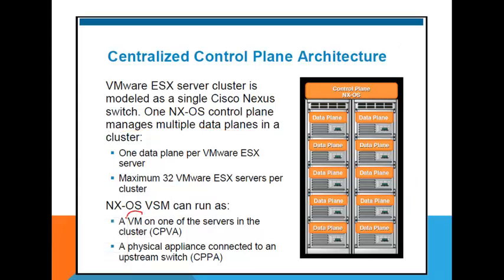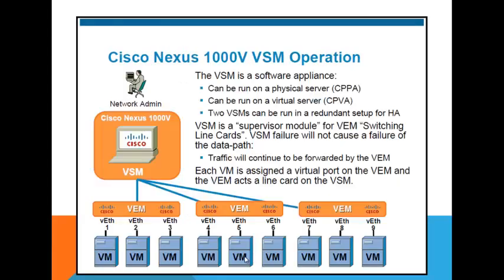Now, if it is a VM, then we call it control plane virtual application. I guess so. Yes, it should be control plane virtual application, control plane physical application. A physical appliance connecting to an upstream switch. So, if I have a physical box as a supervisor engine, then it is called CPPA, control plane physical appliance. If I have a virtual box, like if one of my VMs is acting as a VSM, then we call it control plane virtual appliance, a virtual application. CPVA and CPPA. Okay.